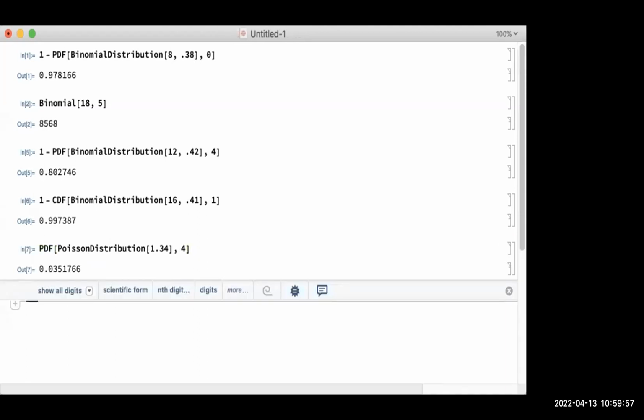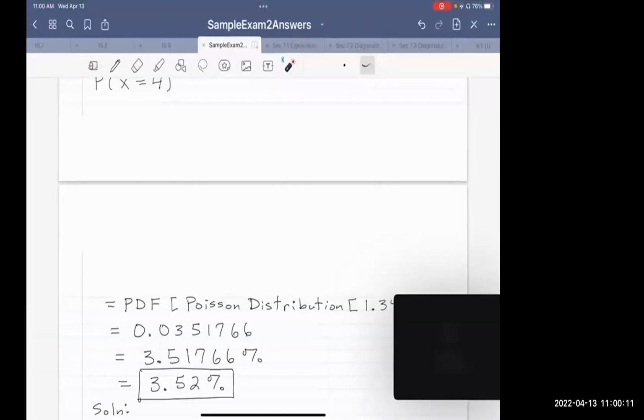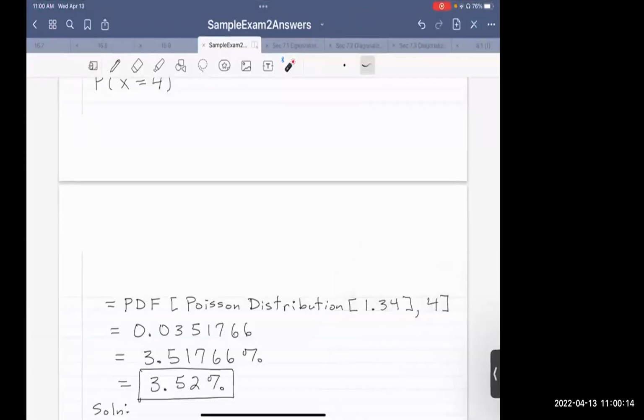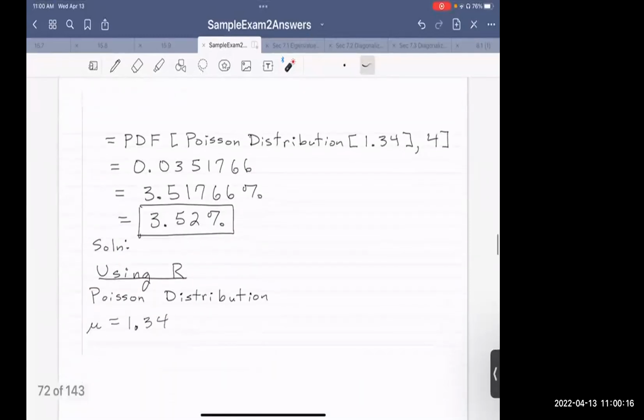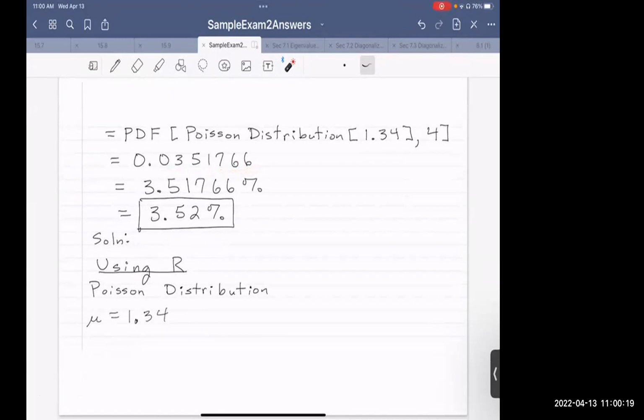So I get 0.0351766. Let me type that into my iPad. And so I have .0351766. Let's move my decimal place 2 places to the right. So 3.51766%. Let's round to the nearest hundredth of a percent. So 3.52%.